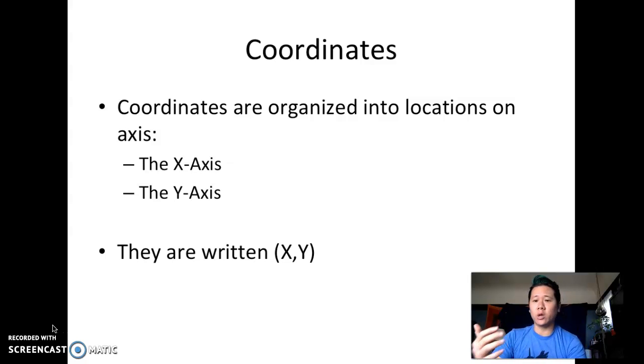So let's understand what a coordinate is. For most of you, this is just a review, but coordinates are organized into locations on a coordinate plane based on two different axes. We have our x-axis, which is our left to right, our horizontal, and we have our y-axis, which is our up and down, that is our vertical. So they're written x, y. There is a comma in between. We don't really say it.